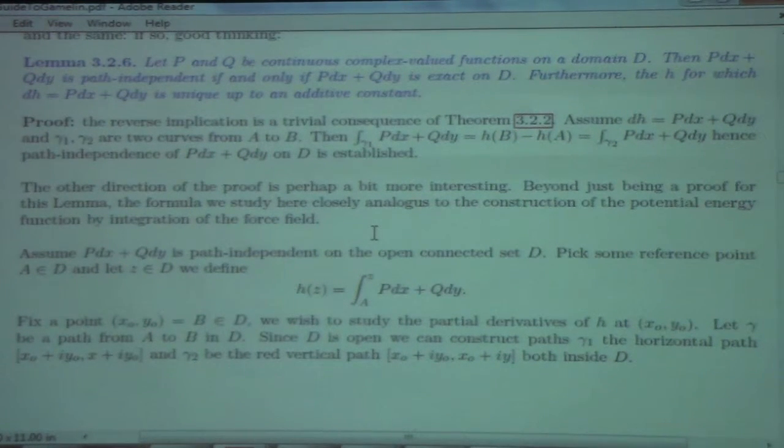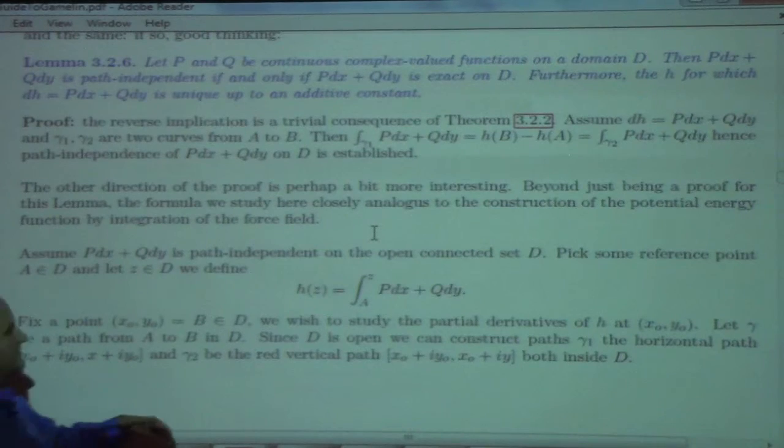The whole question of how to show it's exact means that you have to somehow construct a function h so that the differential of h gives you back P dx plus Q dy. In other words, you have to find an h such that partial h partial x is P and partial h partial y is Q. That's all that really means. So what is this h?